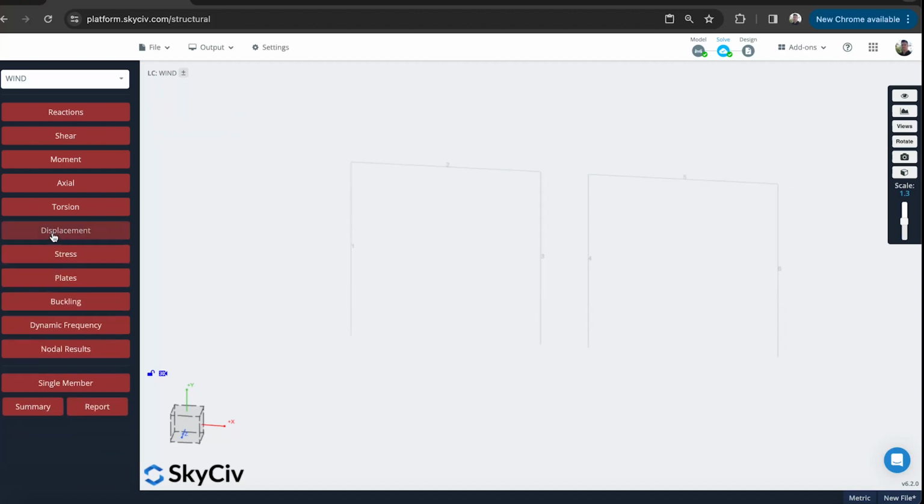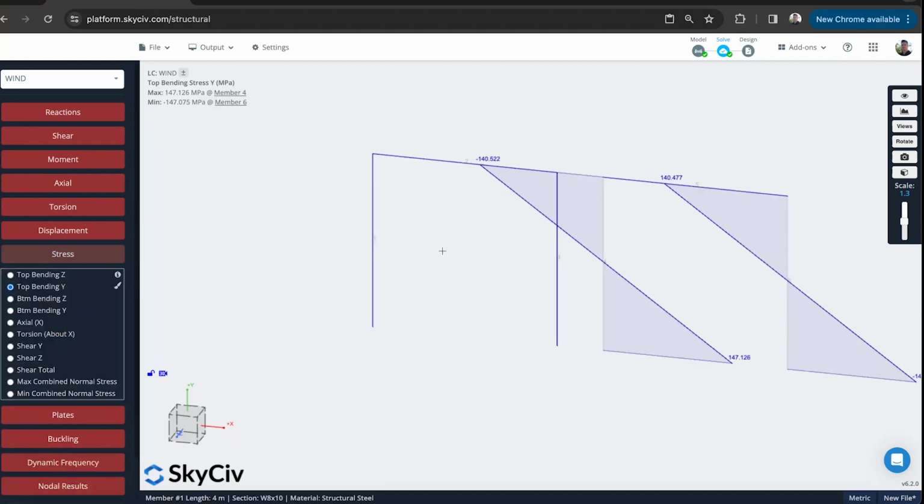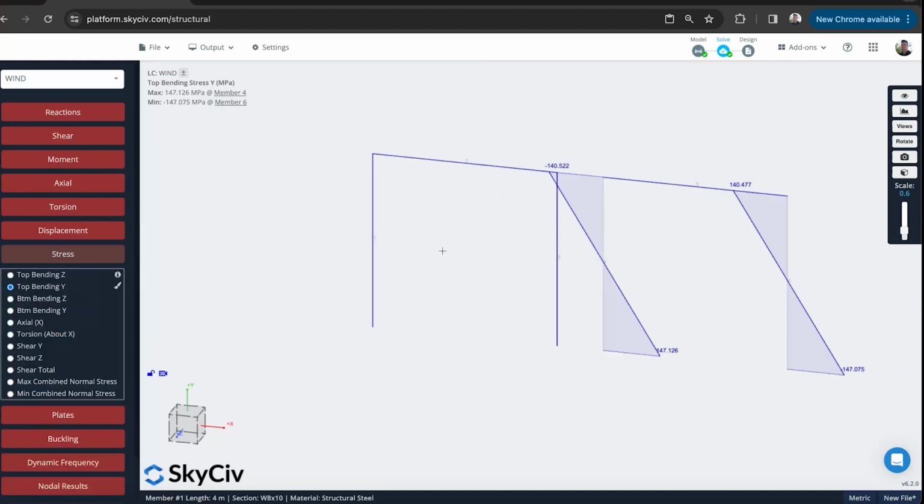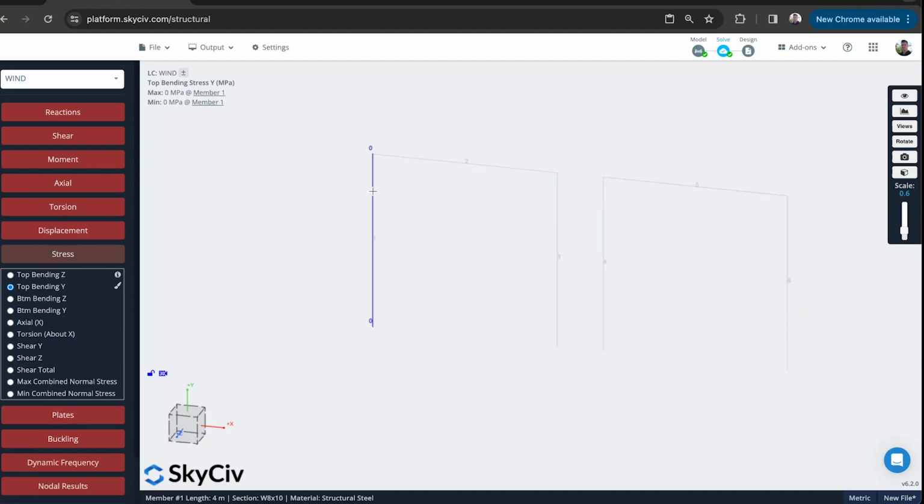Other things we can look at are some of the other bending forces. So let's look at maybe some of the member stresses and how they're behaving differently. One thing that's important to note is that on this side we're getting quite a lot of stress, and on this one we're getting zero stress. That's because we're looking at the bending Y stress.